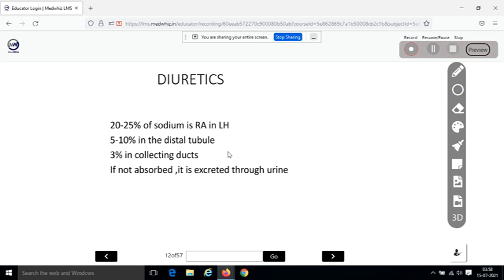As in all portions of the nephron, sodium-potassium ATPase in the basolateral membrane pumps the reabsorbed sodium out of the cell into the interstitium and keeps the intracellular concentration of sodium low. So, this sodium-potassium ATPase is important.